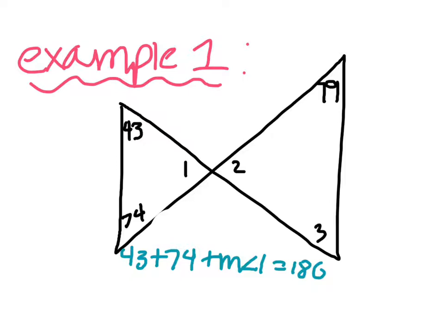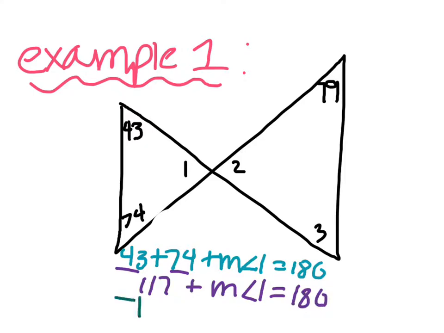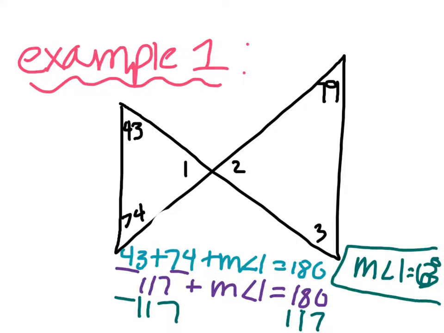So we're going to combine these like terms. 43 plus 74 is 117 plus the measure of angle 1 equals 180. Then we just subtract 117 on both sides, and we get that the measure of angle 1 is 63 degrees. I'm going to write that in where 1 is, and you should do the same in your notes. We know that angle 1 is 63 degrees.